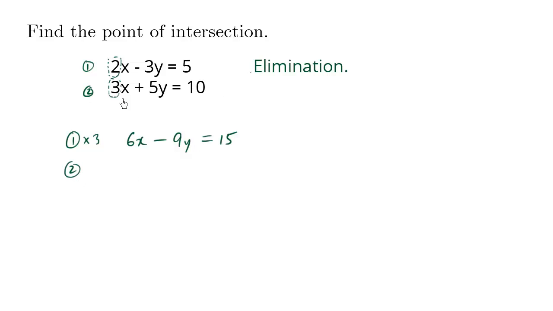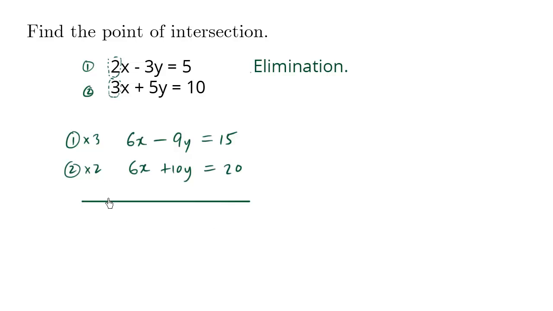Equation number 2, I want this to be a 6. So we're multiplying the entire left side and right side of the equation by 2. 3x times 2 is 6x. Positive 5y times 2 becomes positive 10y. And 10 times 2 is 20. You can see by using the LCM, we can easily make the coefficients of one variable the same.